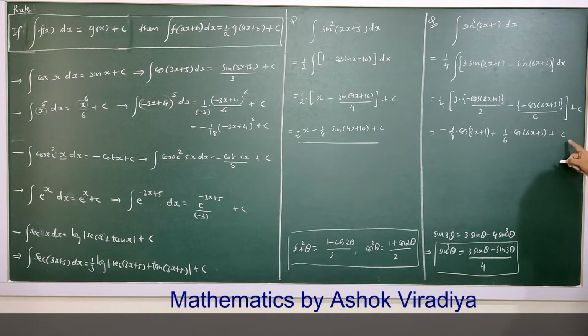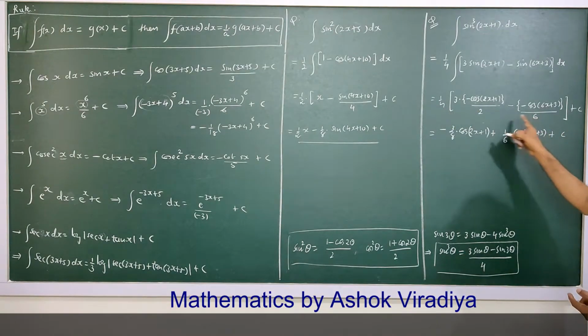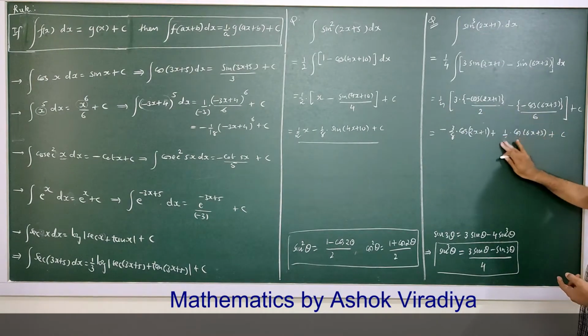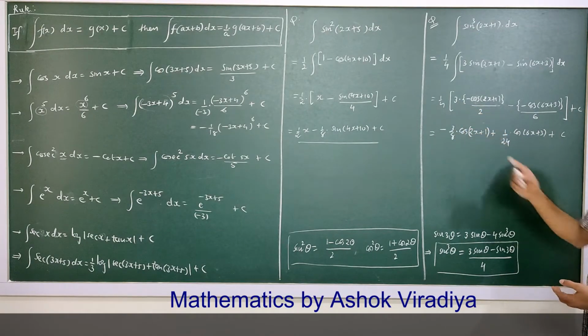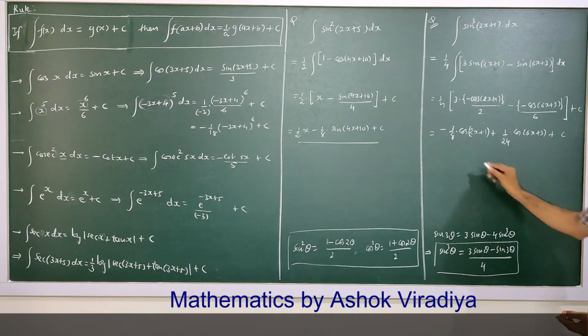C is arbitrary constant. So sorry, here I forgot to multiply by 4. 4 into 6 is 24. This will be 3 by 8. So this is the required integral.